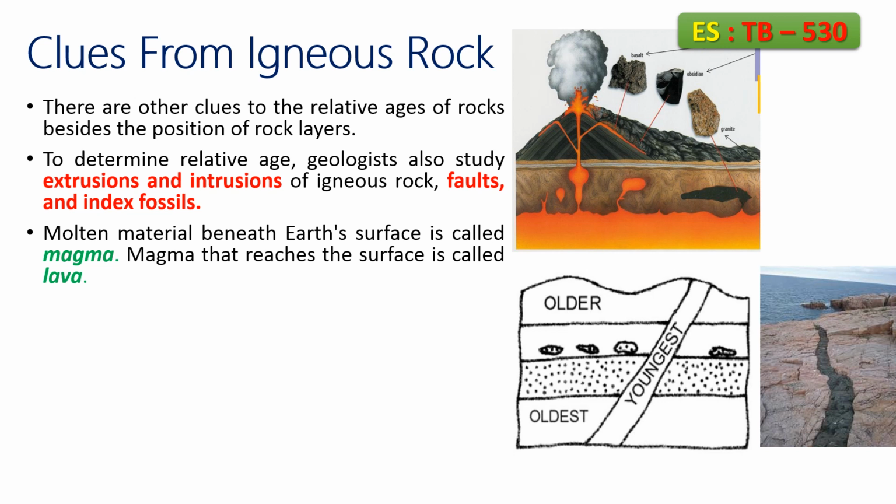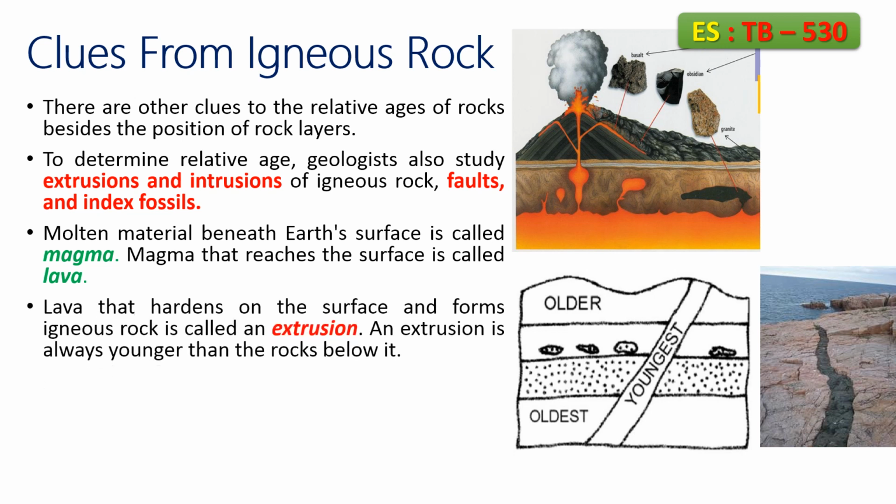Molten material beneath Earth's surface is called magma. Magma that reaches the surface is called lava. Lava that hardens on the surface and forms igneous rock is called an extrusion. An extrusion is always younger than the rocks below it.